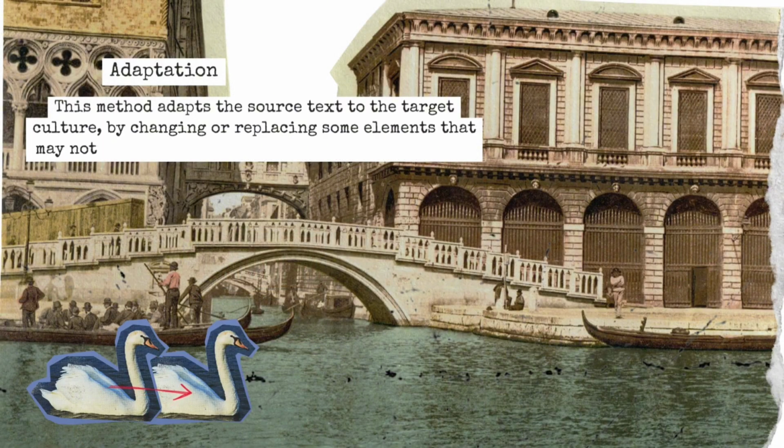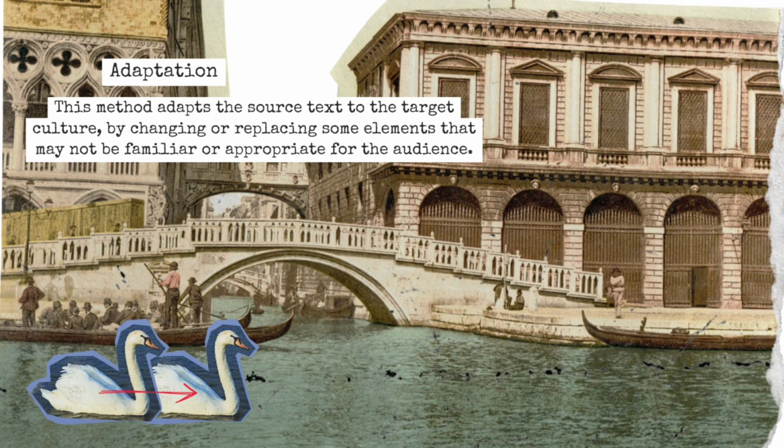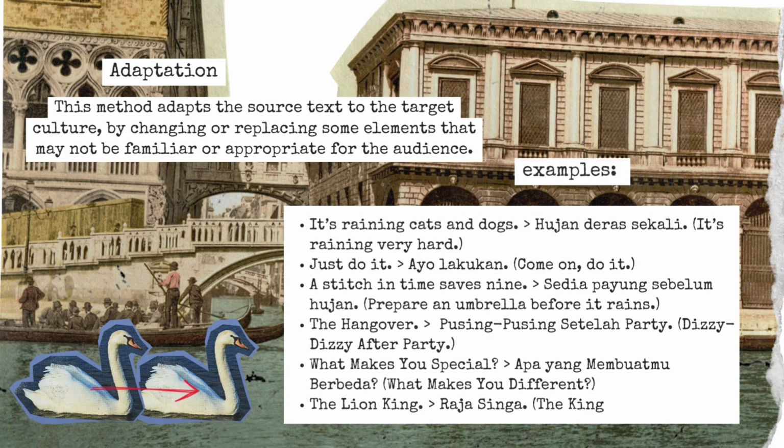Next, we move to the fourth method, which is adaptation. This method adapts the source text to the target culture by changing or replacing some elements that may not be familiar or appropriate for the audience. There are some examples for the adaptation method.